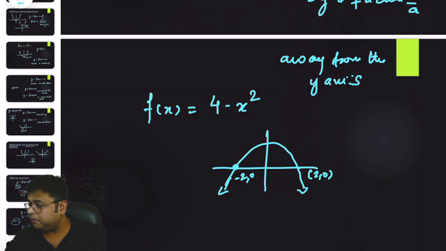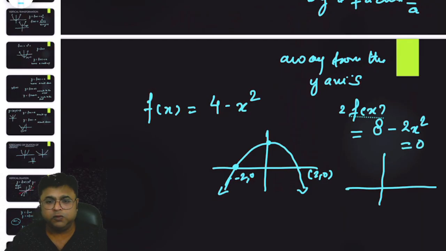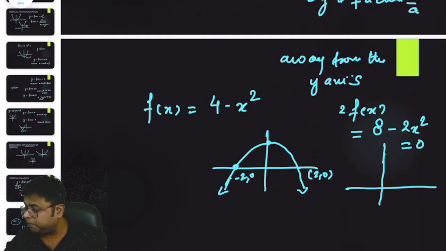Now if I find 2f(x), the graph will be 8 - 2x². The roots will remain the same. If you put it equal to 0, roots are the values of x where y is 0, so the roots will still be -2 and 2. But this point will move up because y values are increasing by a factor of 2. Initially, if I put x as 0, this was 4.